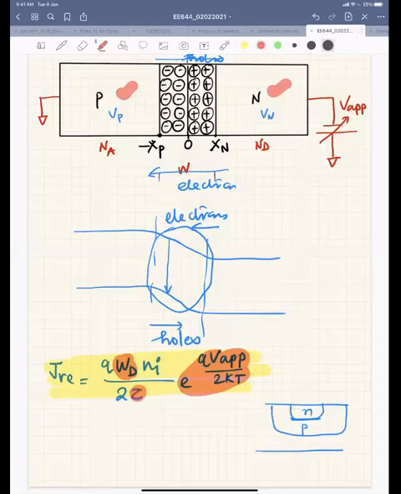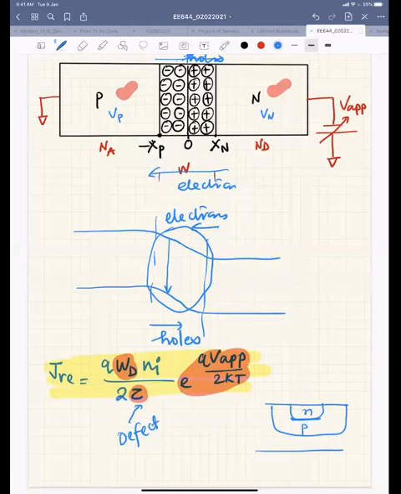And it also depends on tau. Tau is the recombination lifetime, and tau depends on the defects. If your junction is more defective, that means your tau will be lower. If tau is lower, your recombination current will be high. So this tau is related to defects. Okay, so this is your recombination current.